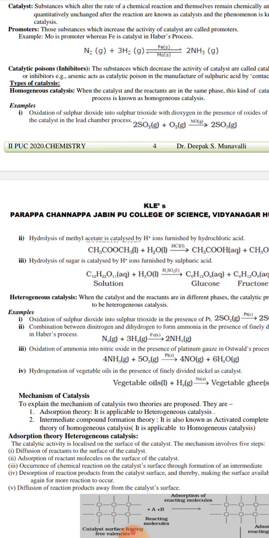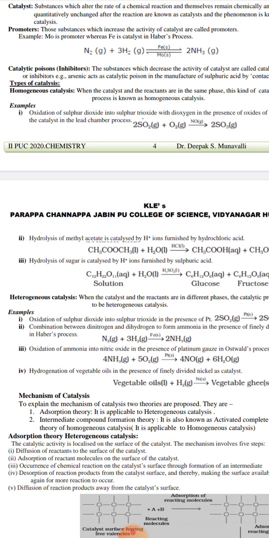H plus ion, acid catalyzed. Hydrolysis means treatment with water. Methyl acetate is in liquid state. Water is also in liquid state, and even in acid catalyzed, which is furnished by HCl solution, HCl solution is also in liquid state. Therefore all three are in liquid state, hence it is known as homogeneous catalysis.